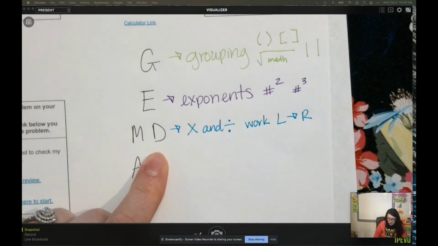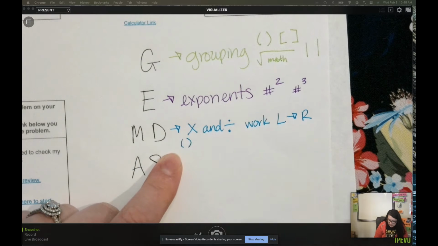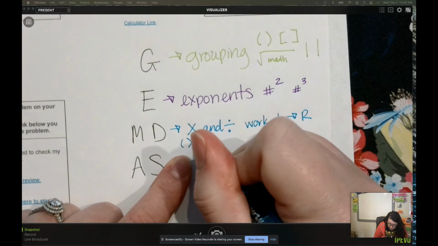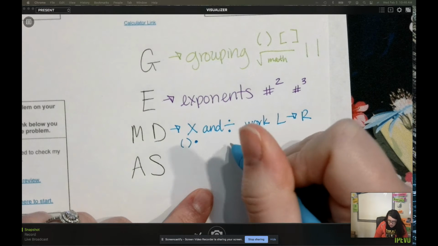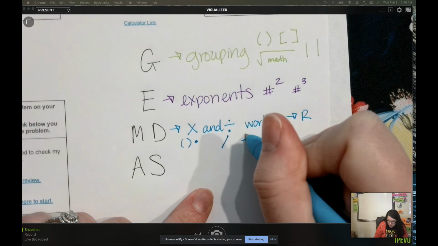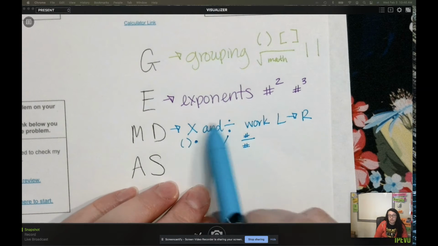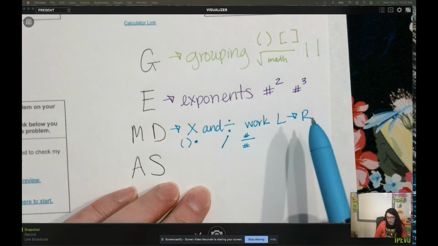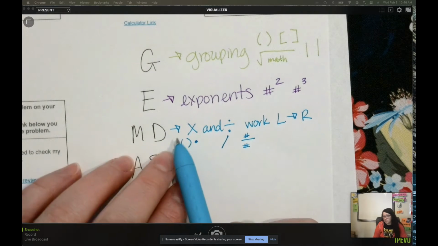Work left to right. So for multiplication, you might also see parentheses mean to multiply. You might see that little dot means to multiply. And for division, you might see a slash like that, or you might see the fraction bar where you have a number on top and the bottom. But remember, multiplication, division, we work left to right, all in one step together. It's not like I do all multiplication and then all division.